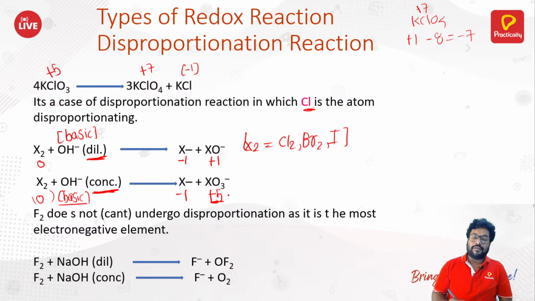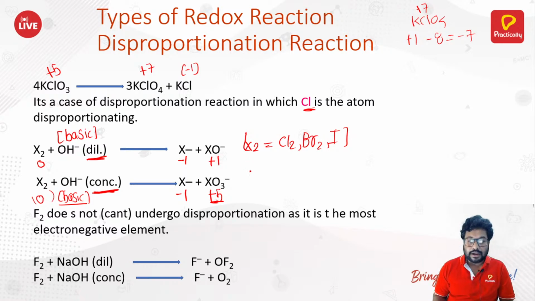So that means whenever you have a strong base or a concentrated base, it oxidizes your halogen atom to a greater extent. If you have a dilute base, you will get 0 to minus 1 and 0 to plus 1. But if you have a concentrated medium, it converts 0 to minus 1 and 0 to plus 5. Okay, that is how this disproportionation reaction happens with every halogen.